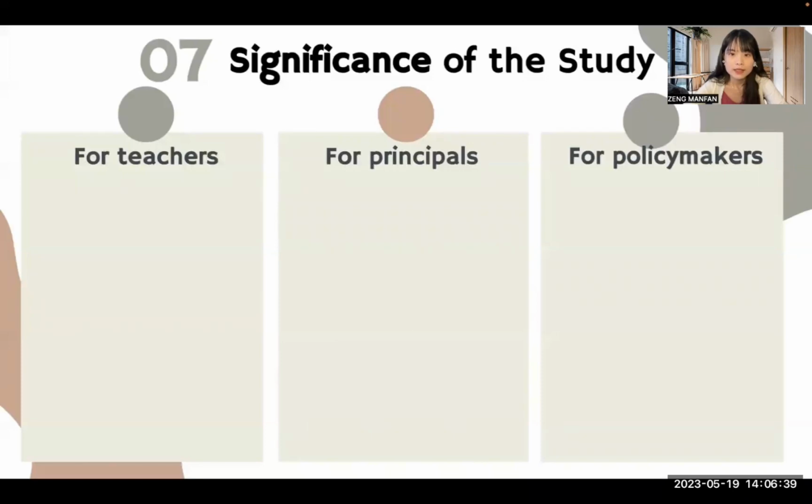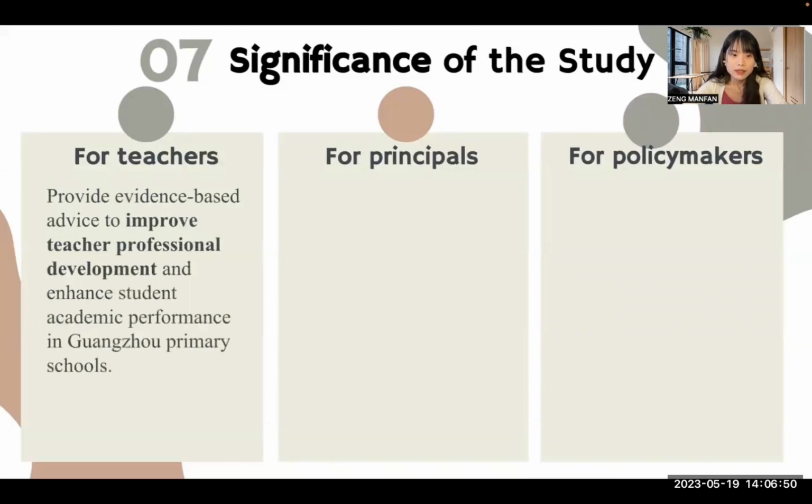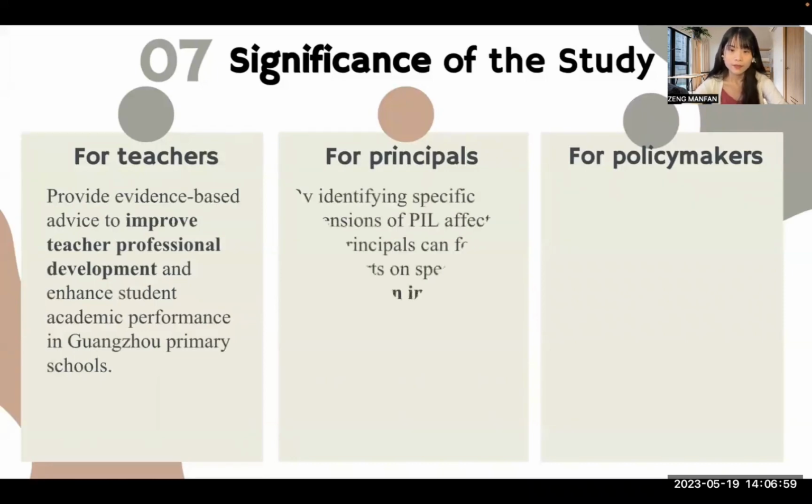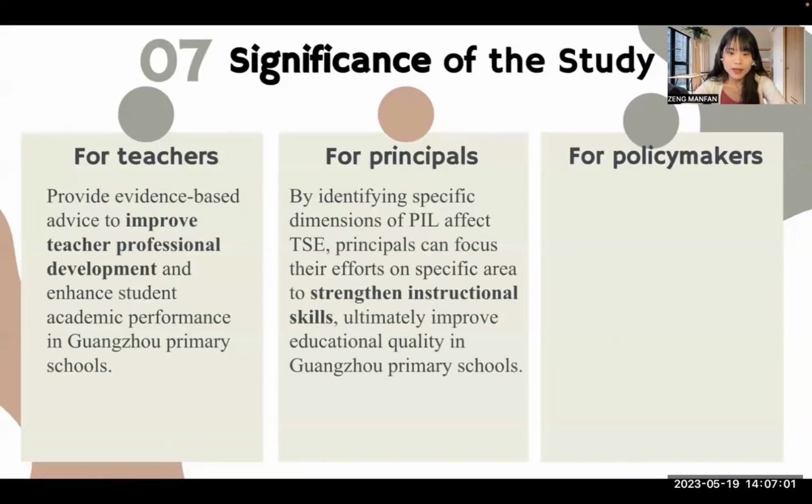The next part is significance of the study. I divide it into 3 parts: for teachers, for principals, and for policymakers. For teachers, this study can provide evidence-based advice to improve teacher professional development and enhance student academic performance. For principals, by identifying the specific dimensions of principal instructional leadership that affect teacher self-efficacy, principals can focus their efforts on specific areas to strengthen instructional leadership skills, ultimately improving education quality.